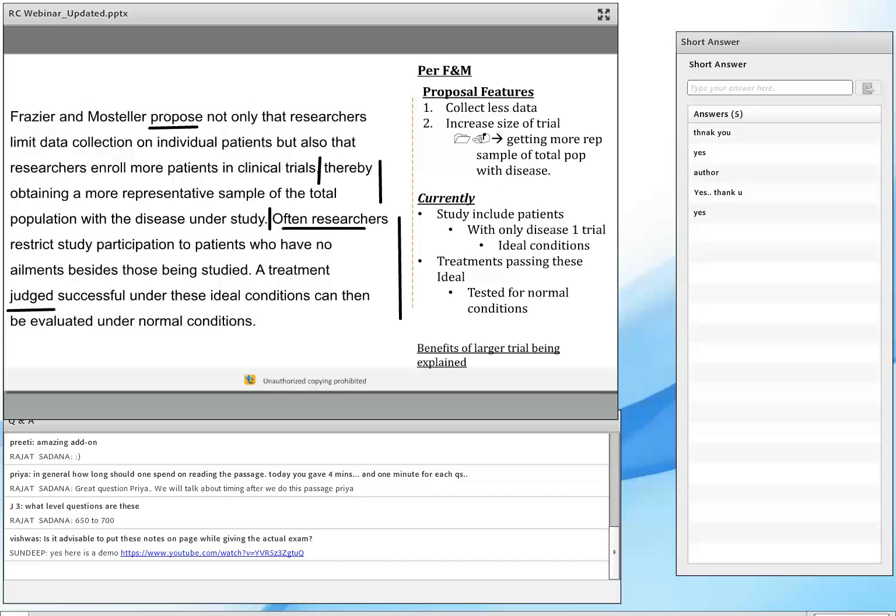So essentially, when you look at this, the author really says, hey, benefits of larger trials are being explained, and again, they are from FNM. This is a conclusion of this activity, and this is, as I said, both. This is a natural conclusion. That's a great question, Mukul. So it's a natural conclusion of this activity.